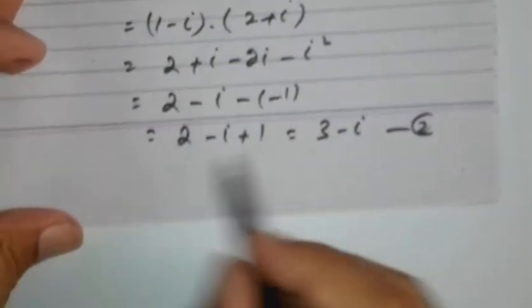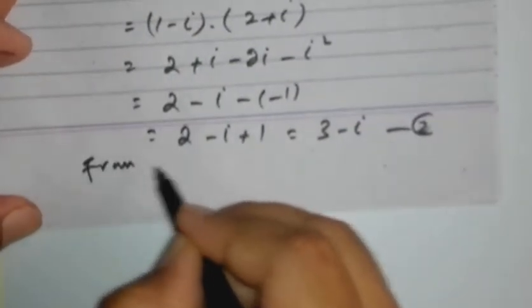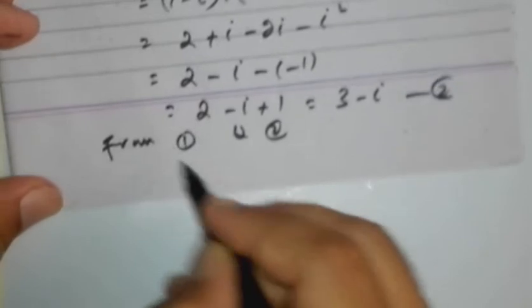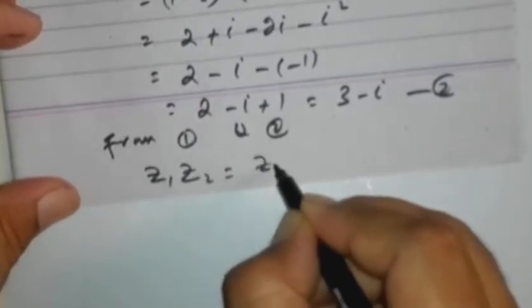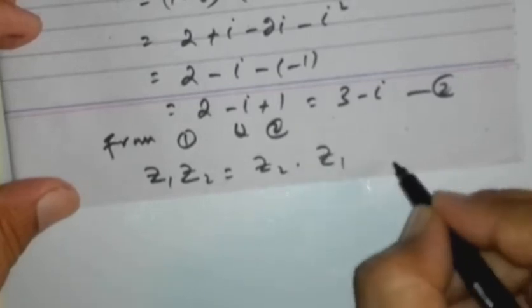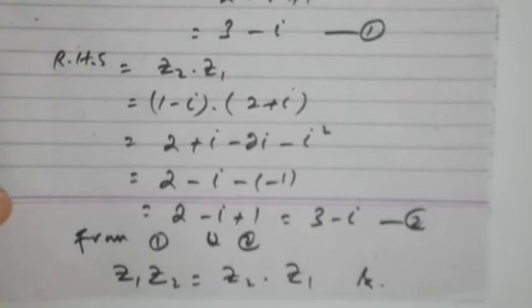Look, from 1 and 2 we have proved that Z1 into Z2 is equal to Z2 into Z1. Commutative property of multiplication is also verified.